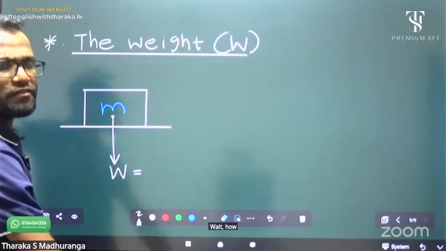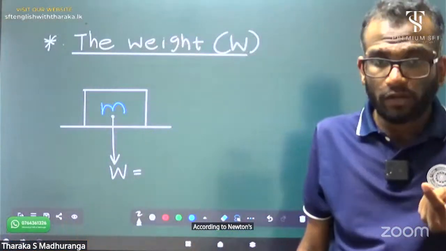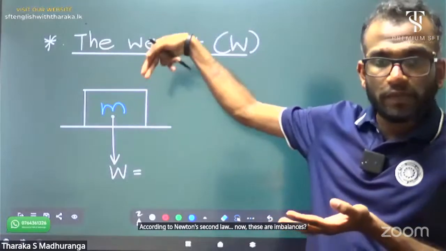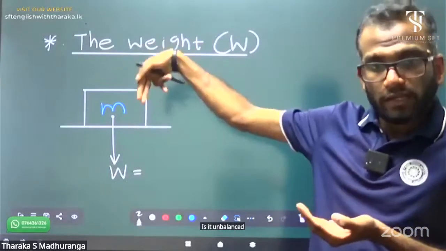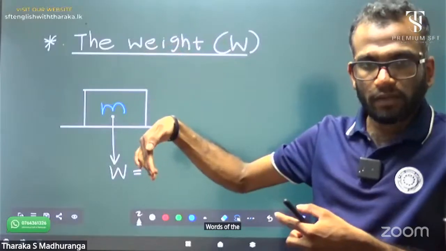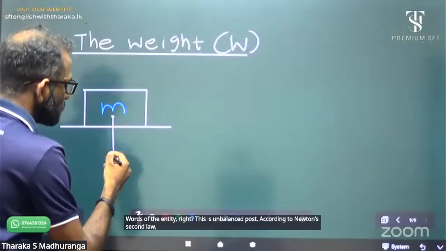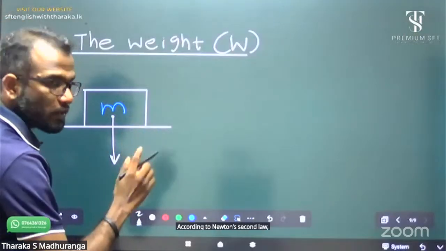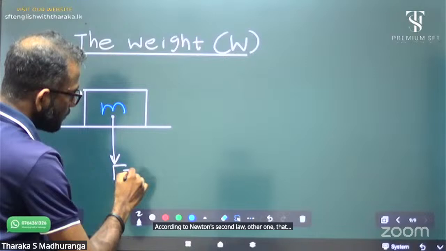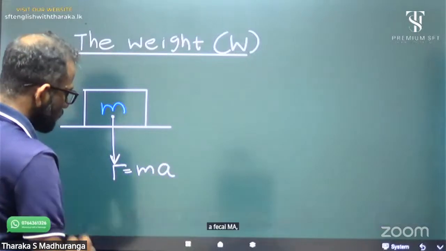How do we calculate the weight of this object? According to Newton's second law, now this is an unbalanced force. It is the force exerted towards the gravity. Right? This is an unbalanced force. According to Newton's second law, F equals ma.